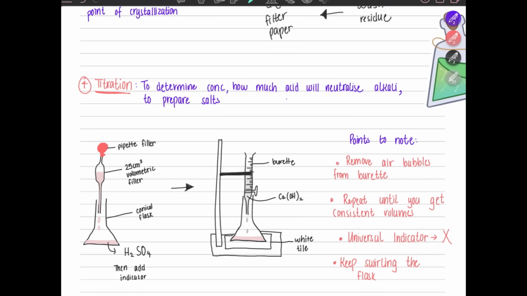Now, one more important concept that you should know is titration. Titration is when you mix two solutions. The most common example is perhaps when you mix acid and base. So it can be used to determine the concentration of either of them, either the acid or the base. You can notice how much volume of acid is needed to neutralize the alkali. It can also be used to prepare salts because acid plus base is salt and water.